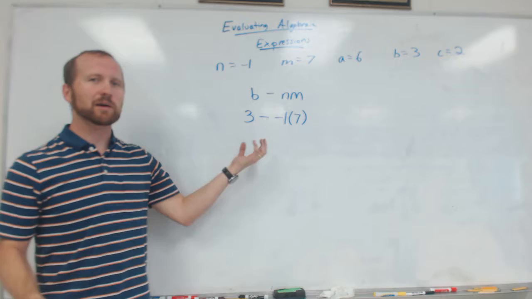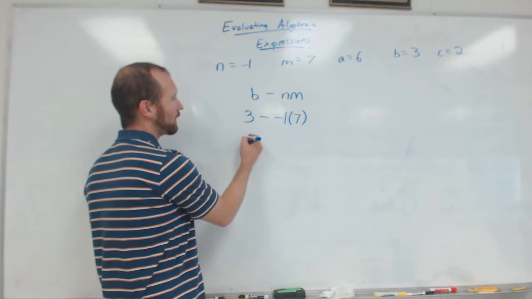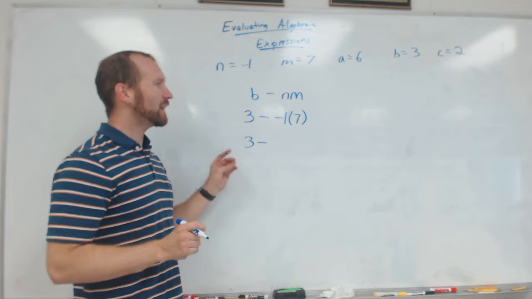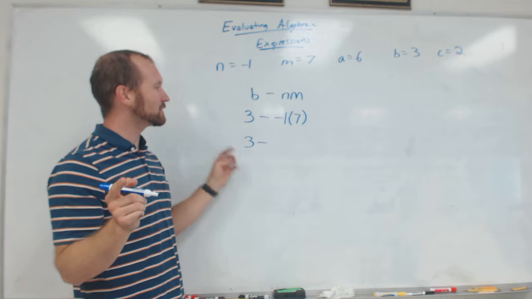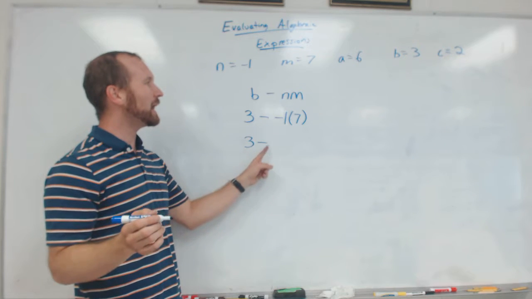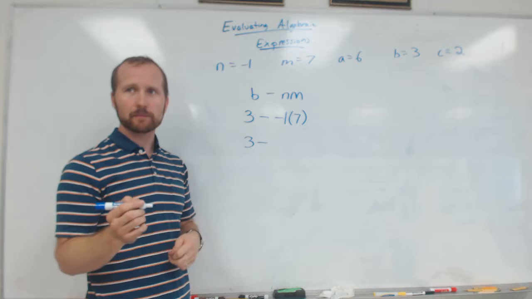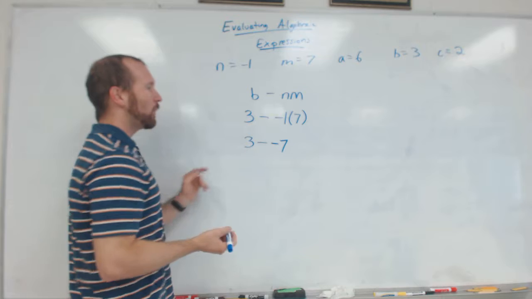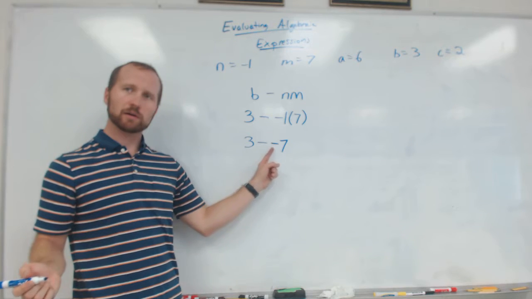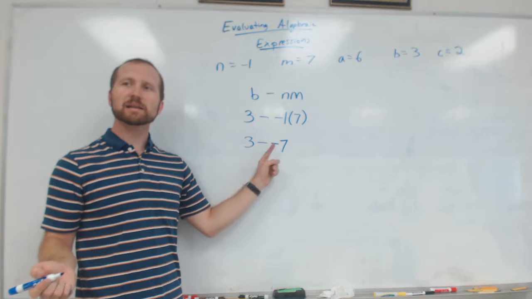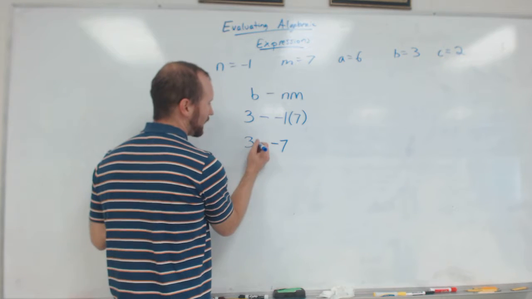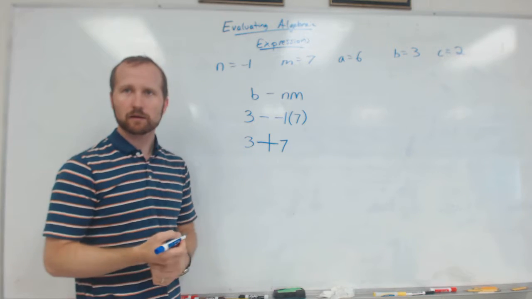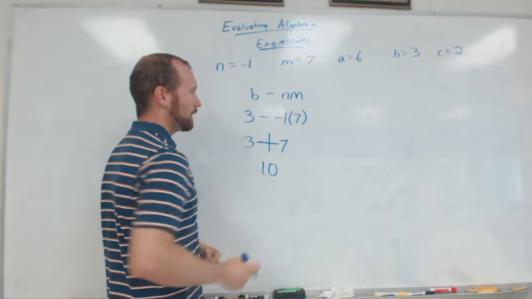No, I have to start with the multiplication, right? So I've got 3 minus. Well, hold on. What you guys are doing is jumping ahead a little bit. So I've got 3 minus what? What is negative 1 times 7? It is negative 7. And then it's plus, what do I have here? Well, remember you gotta pull apart the negative. Minus a negative means plus, right? So what is 3 plus 7? 10. Wow. Yeah.